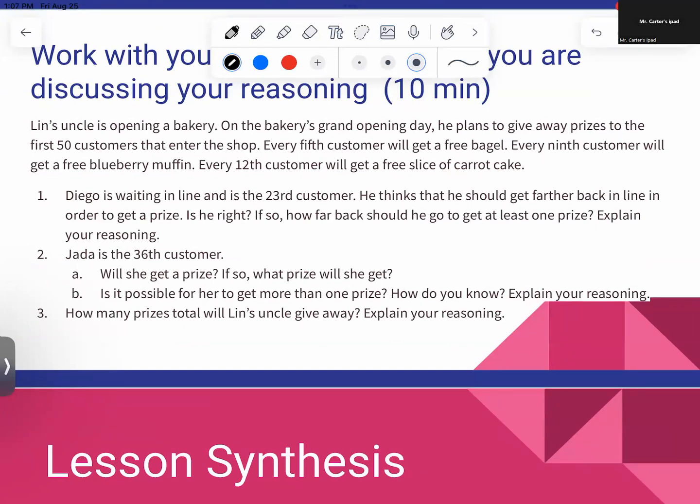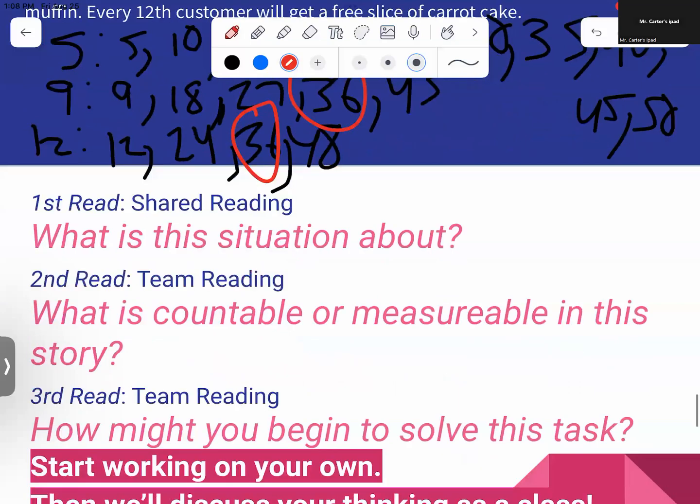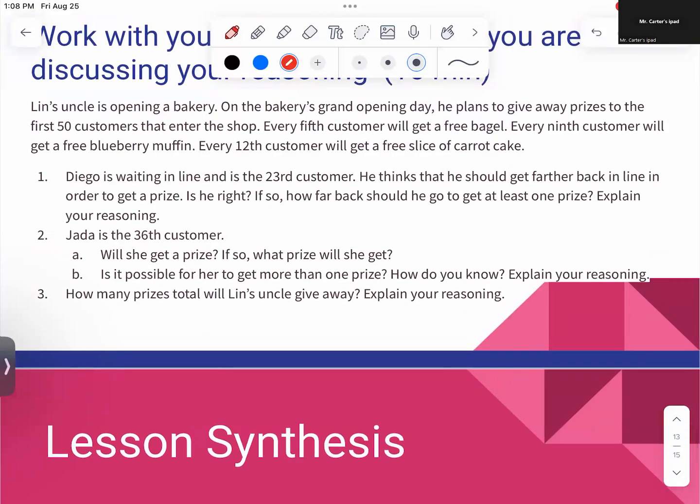I just explained that. Jada is the 36th customer. Will she get a prize? If so, what prize will she get? All right. So when we look at that, oh, look, Jada is 36. So Jada is getting a blueberry muffin and she's getting carrot cake. Exciting. So is it possible for her to get more than one prize? Yes, because the 36s match up on both of the lists.